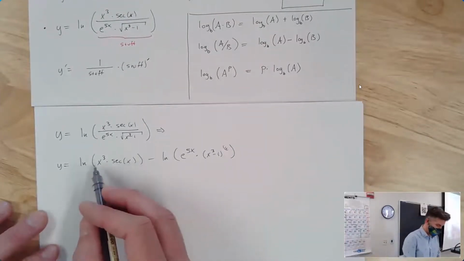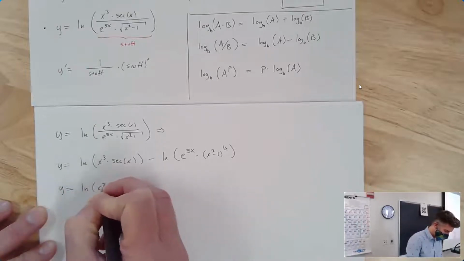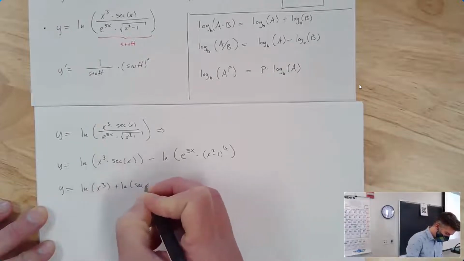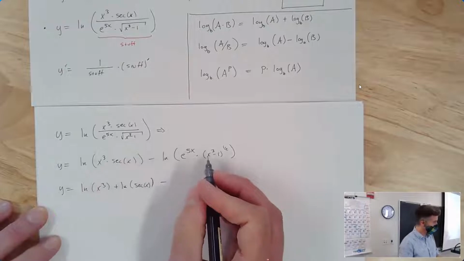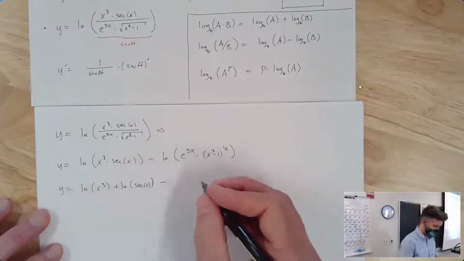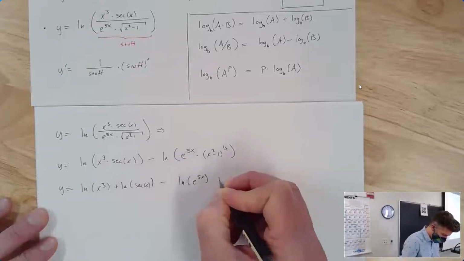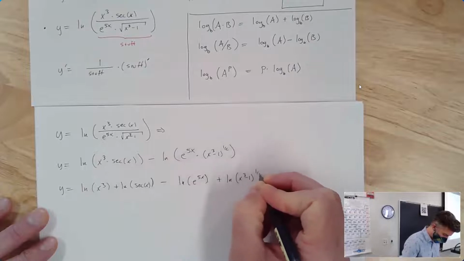The natural log of this times this is equal to, we have the natural log of x cubed plus the natural log of secant of x minus, I'm going to do the same thing here. Now be extra careful here. I'm going to make a mistake. The natural log of e to the 5x plus the natural log of x cubed minus 1 to the 1/2.